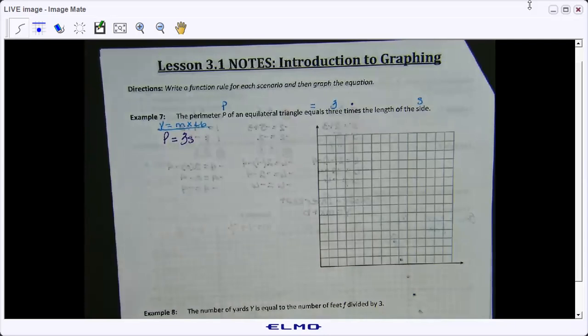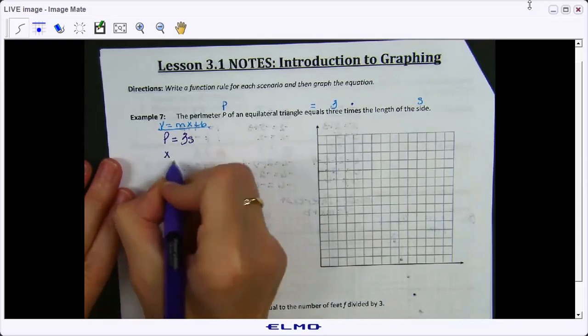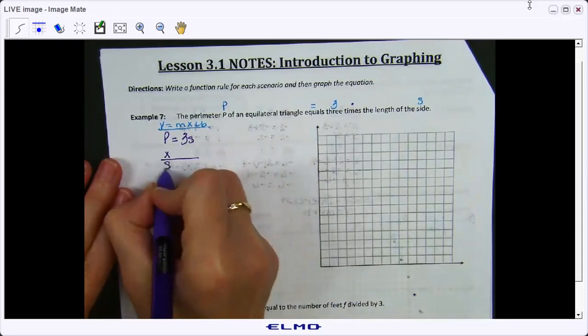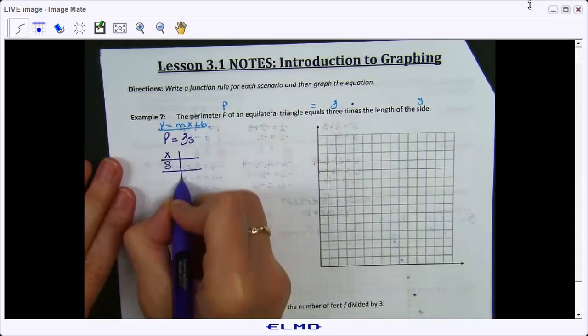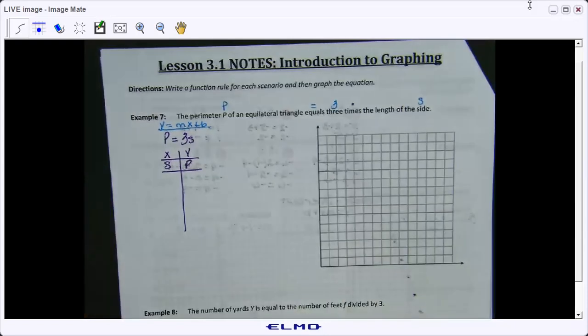So we're going to create a table of values. So I have x here, which is S. And I have y, which represents P. Now, let me tell you why I like to use different letters other than x and y when we're dealing with real world problems. It's because when I get down to the end, I want to understand which variable is represented by the perimeter and what the side lengths are represented by.